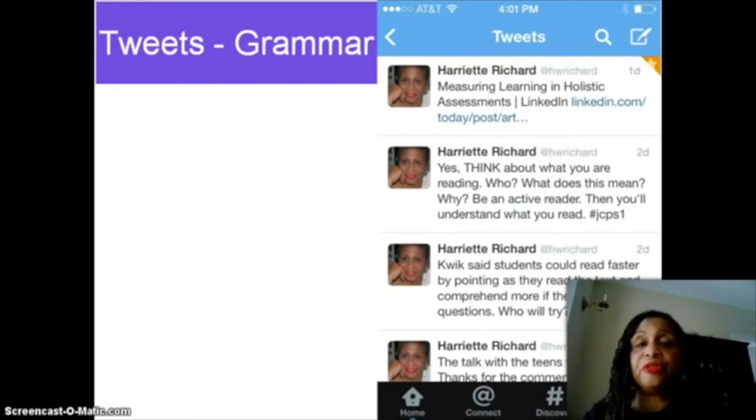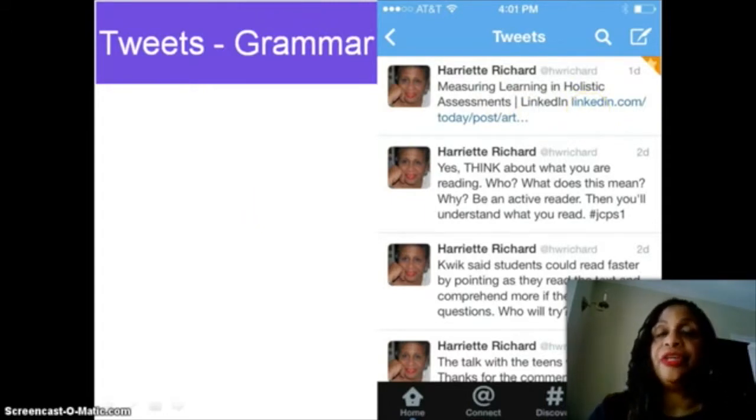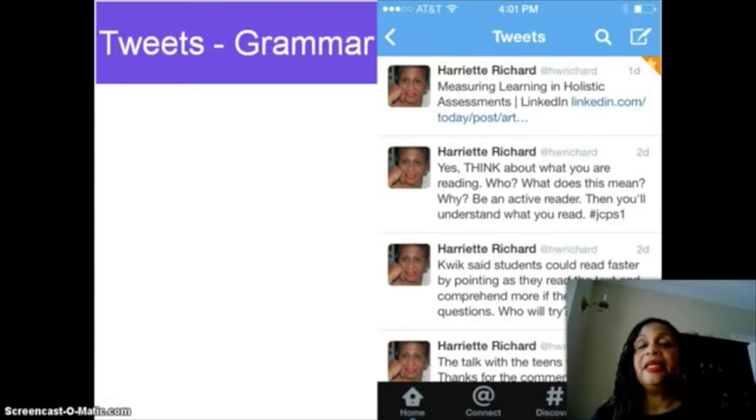So these are just some of the tweets, and you can see that I also at least allude to things that they can click on and find more information, such as this measuring learning and holistic assessments. And it's from LinkedIn, and they can click on this and go there, and I give them assignments, and they may have to write about everything. Not everything, but write about the things that are relevant that pertain to psychology in this particular article.